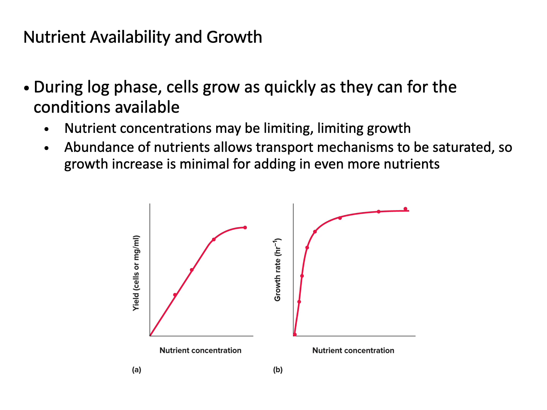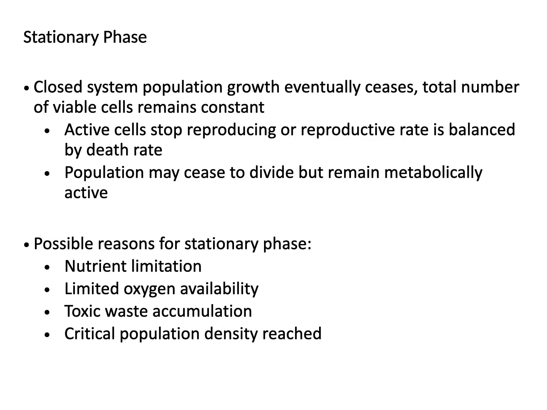Okay, but if there's abundance of nutrients, that's going to allow for transport mechanisms to transport that in. Eventually it gets saturated, so again, you're going to reach that stationary phase. They can only bring in so much material. During stationary phase, if we have a closed system, the population will end up not being able to continue in that exponential phase, and so that total number of viable cells remains consistent.